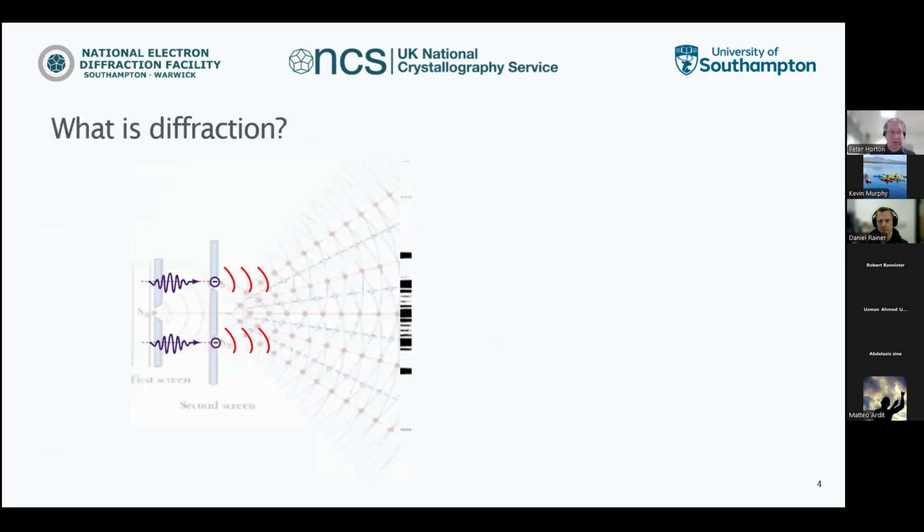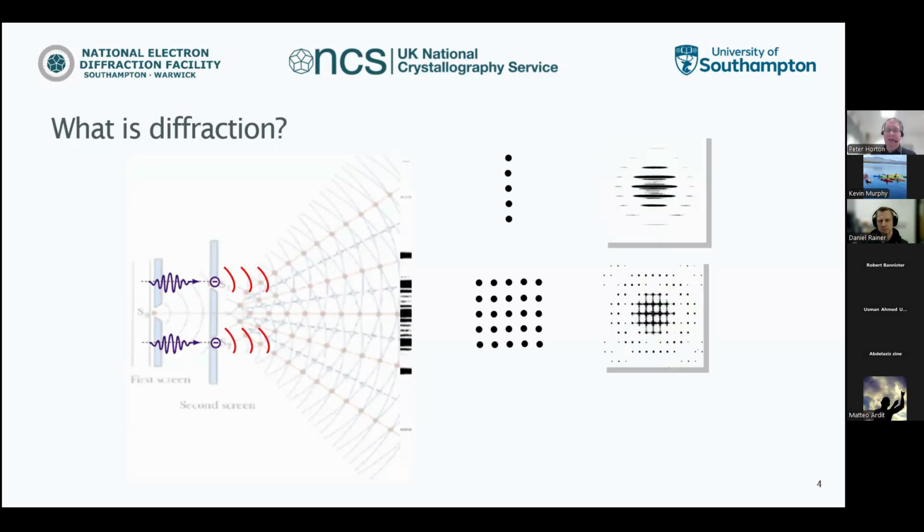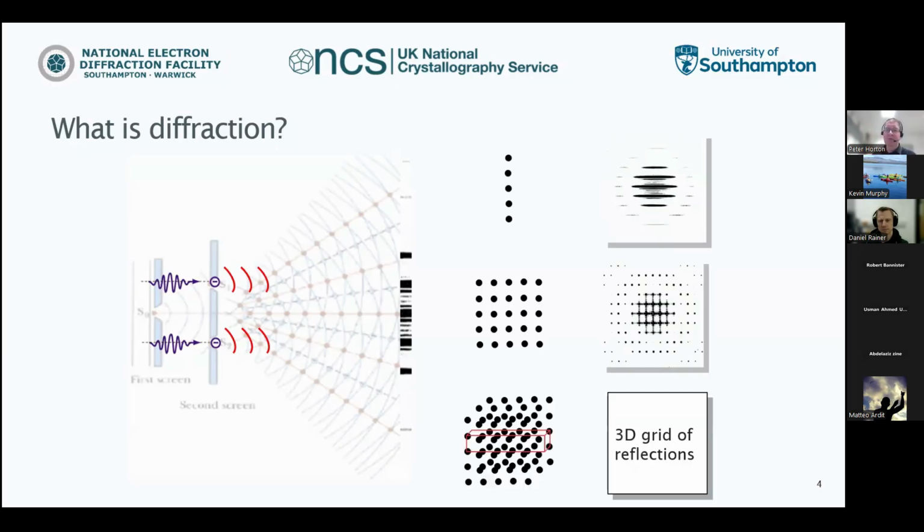So, what is diffraction? Diffraction is a property of any wave. Any wave that passes between objects of similar size to the wavelength of the wave will show observed diffraction. And if multiple objects are passed by, you end up with interference patterns. On a very simple level, with a few spots, we'll see a smear. If we get more, we'll get a grid. And if we have a 3D array, we'll get a 3D pattern of spots.